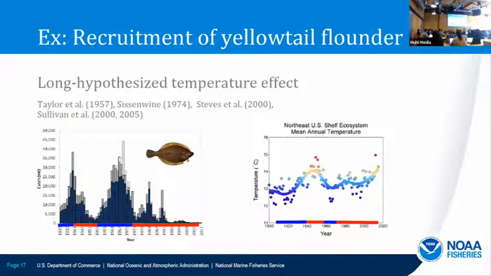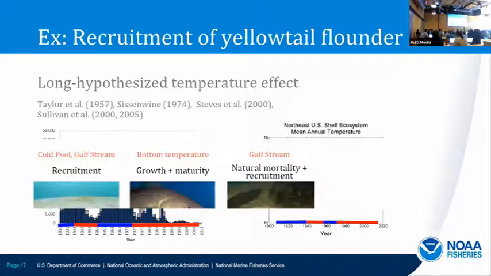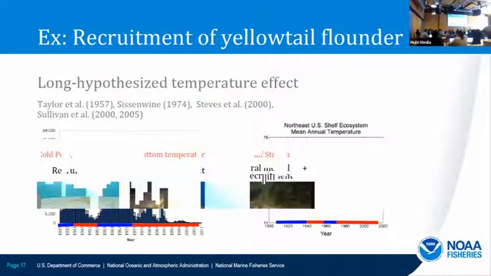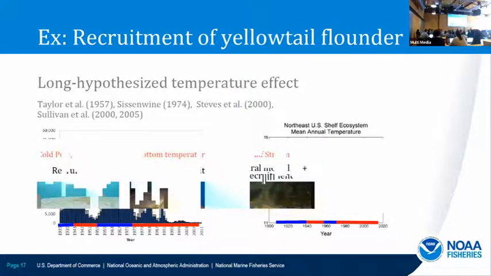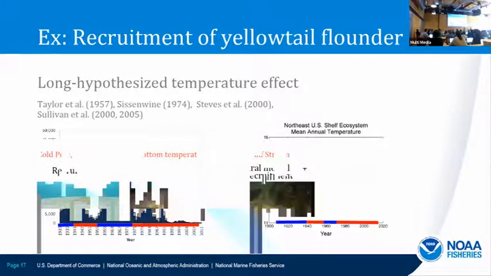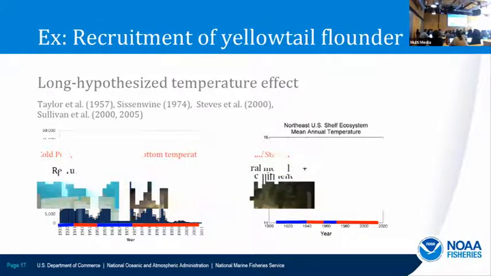So going through the recruitment of yellowtail flounder example, there's been this hypothesized effect of temperature on recruitment for a number of decades. It started out just simply looking at catch, so there's a lot of things that could be going on here and why it's going up and down and why it may or may not be related to temperature or other things. But in general, temperatures were really high in the 40s and in the early 50s, and that is also when the catches were greatly reduced. And then in recent years, catches have also been much lower than in previous years.